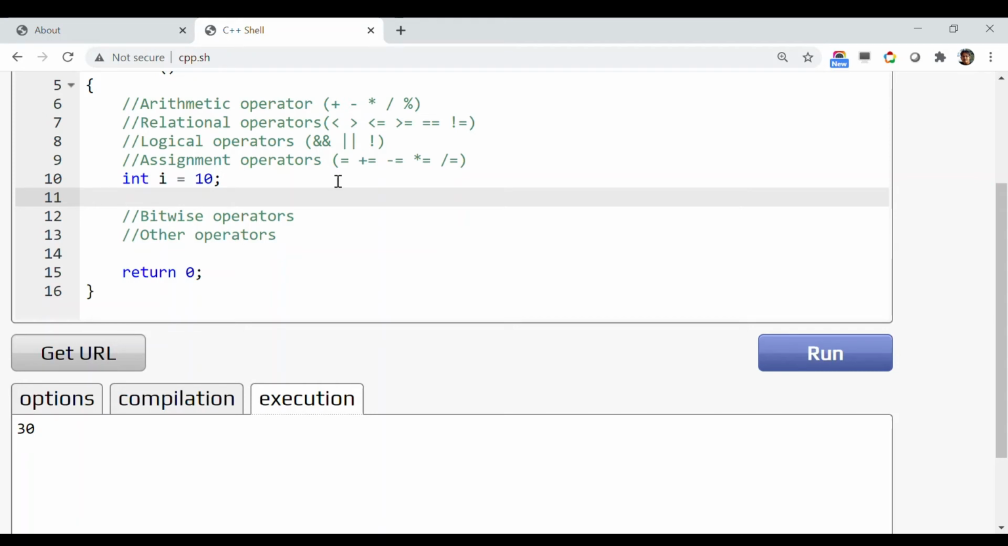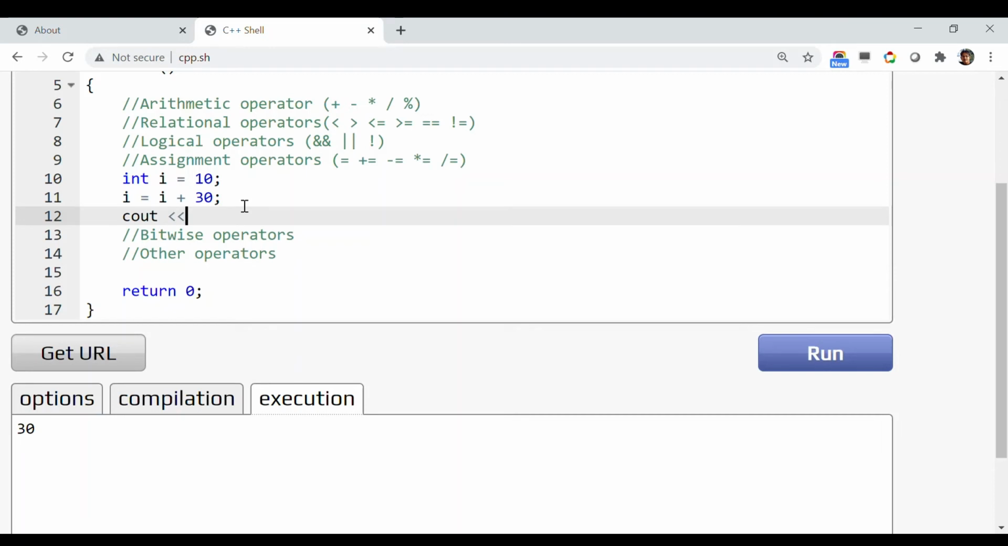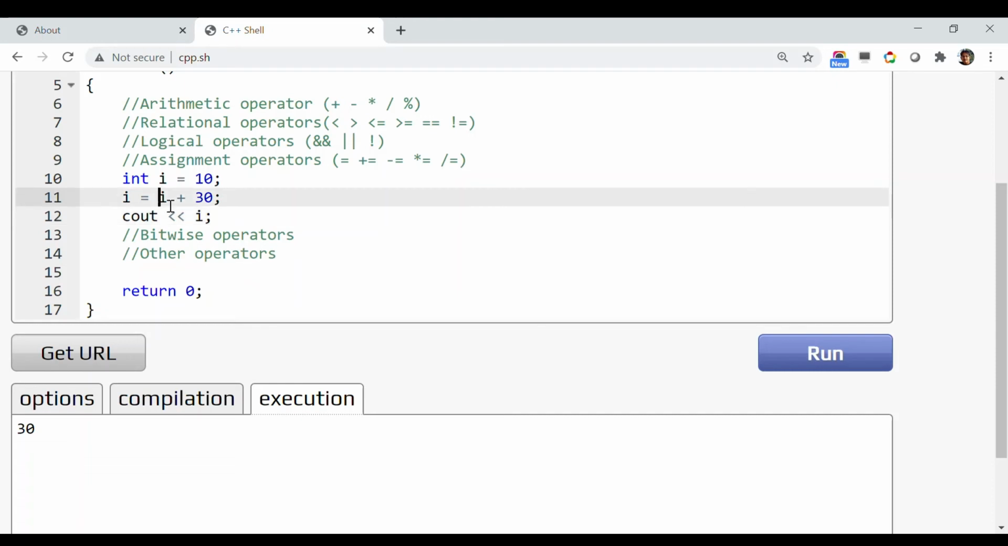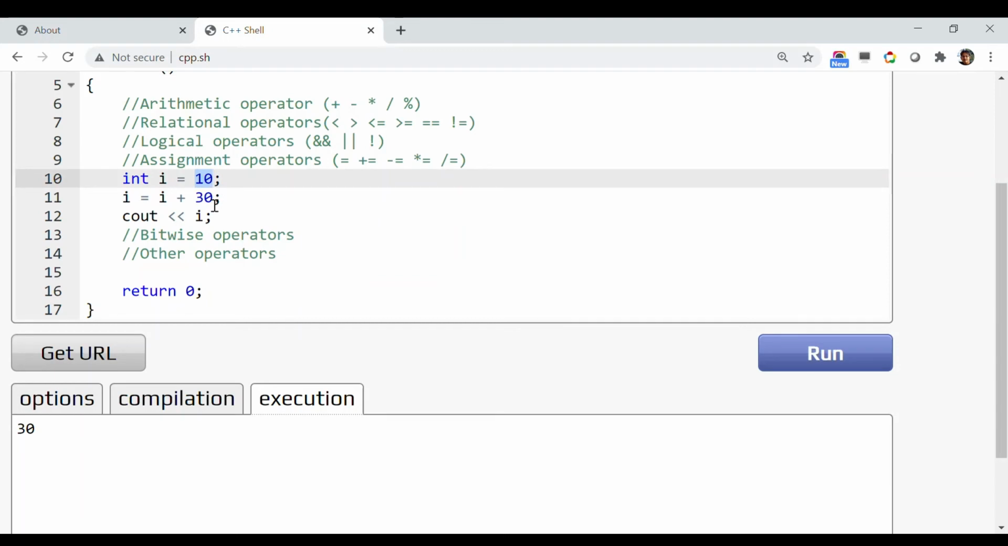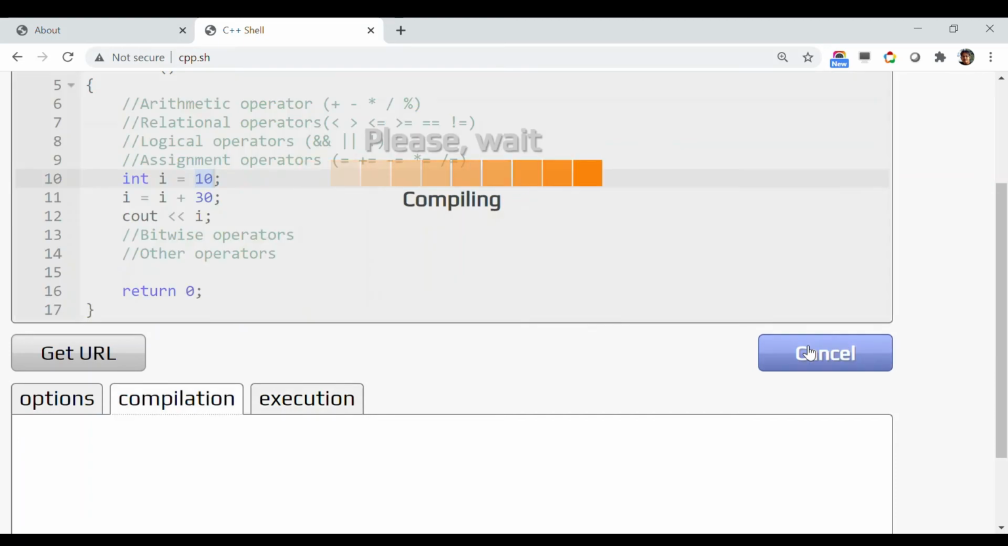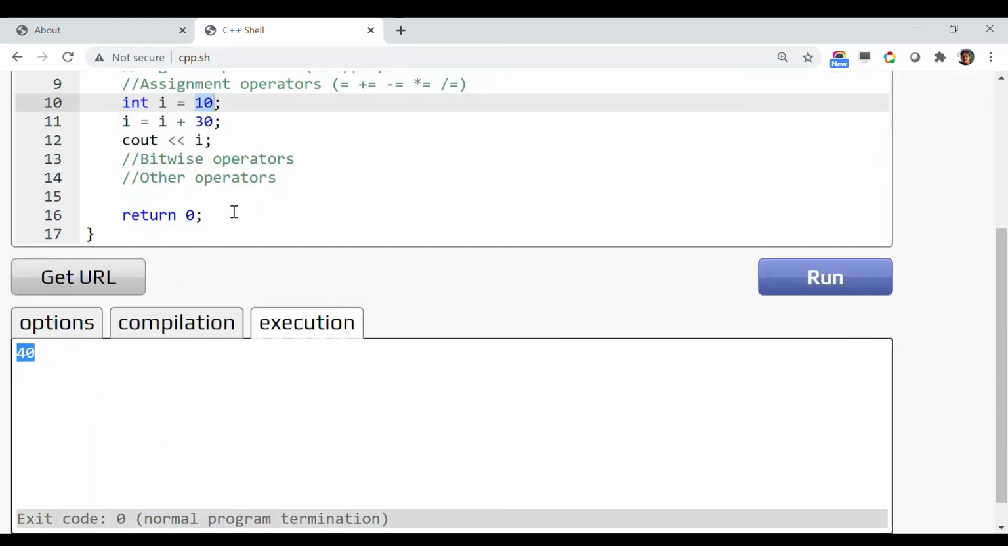I can write I equals I plus 30. I have incremented the value of I by 30 and then again put it inside I. So that's what I did. So if I print the value now, cout I, what will it print? The expected value is 40 because I was 10, 10 plus 30 equals 40, and it is again put inside I. So let's see whether the value is 40 or not. So as expected, it is 40.